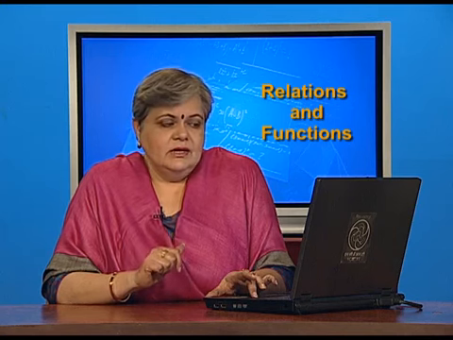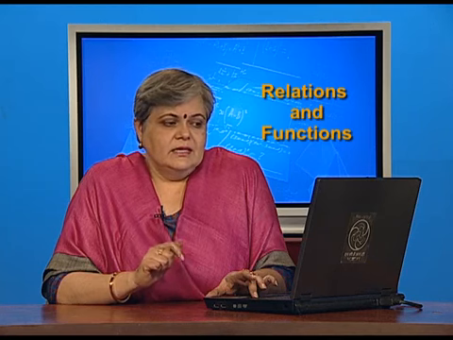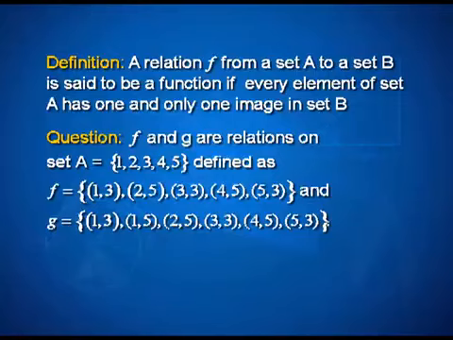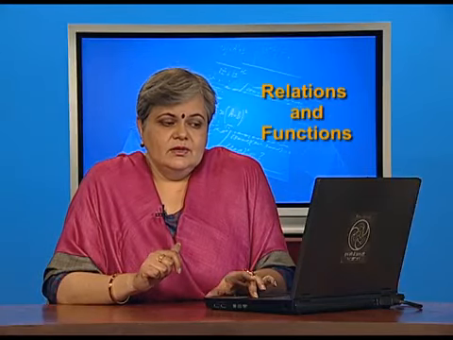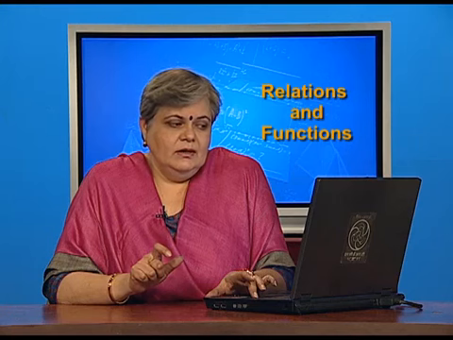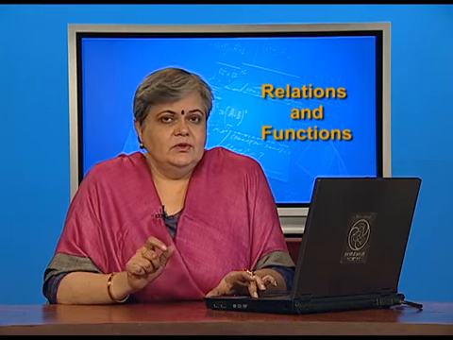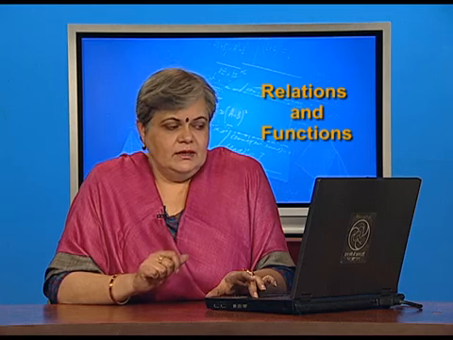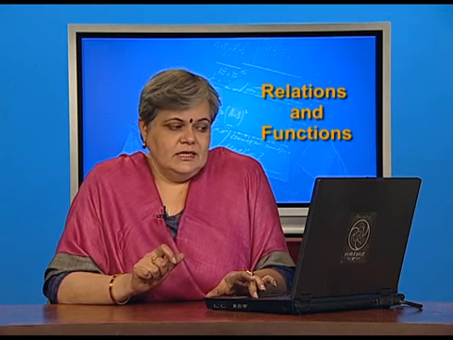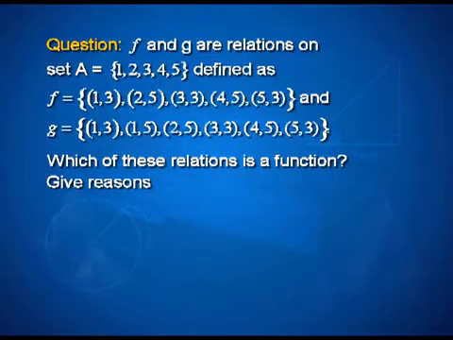So, if I have a relation F and a relation G defined on set A which has 5 elements 1, 2, 3, 4 and 5, and the two relations are defined as lists of ordered pairs, F and G both being given. Now, which of these relations is a function? You also have to give reasons. So, if you keep the definition in mind, all elements of set A must be uniquely related to elements of the set B. As you can see in the first case, we are looking at (1, 3), (2, 5), (3, 3), (4, 5), (5, 3).